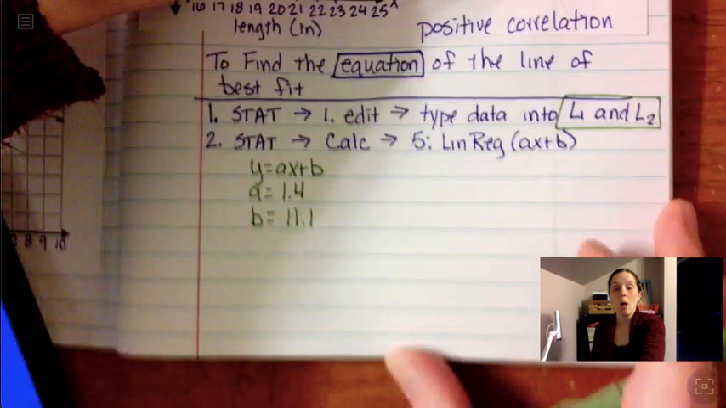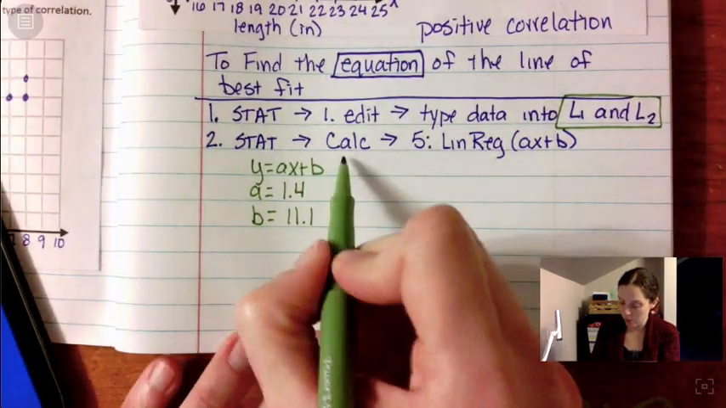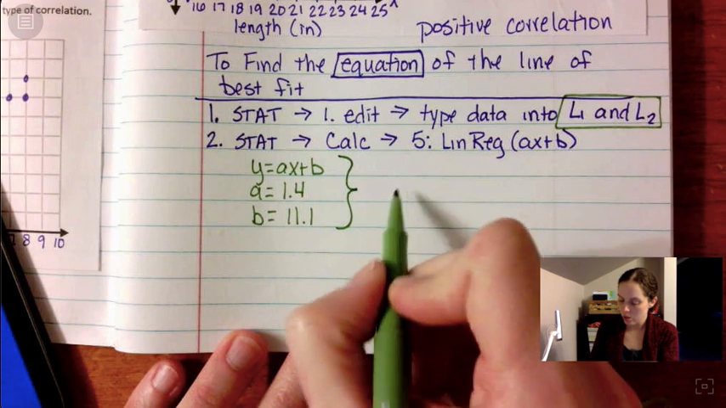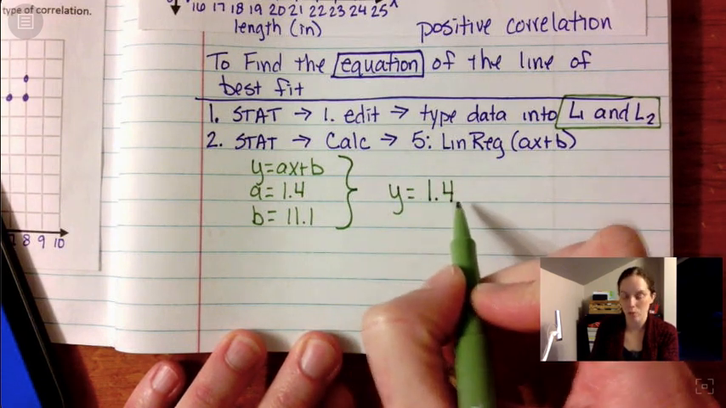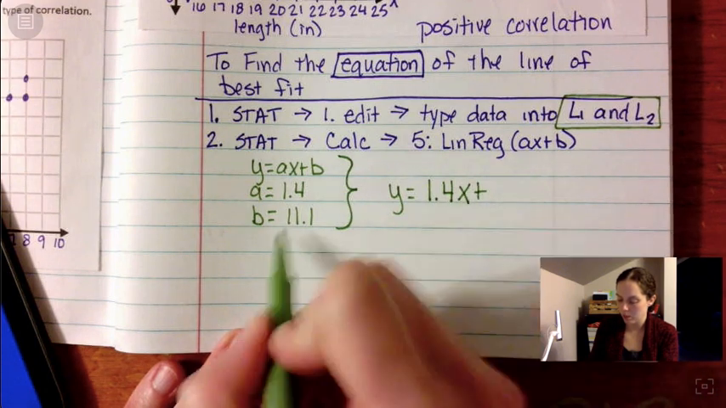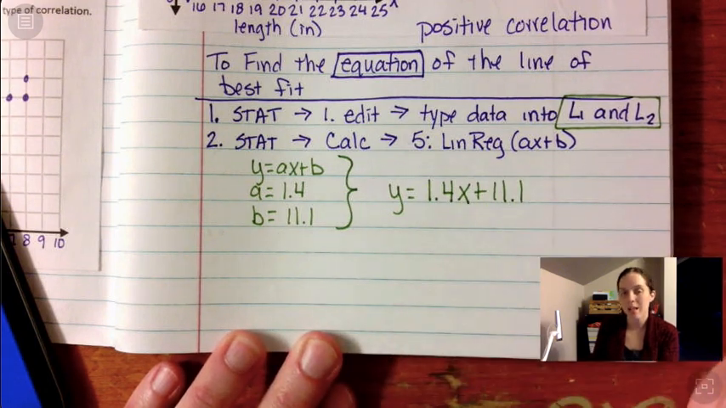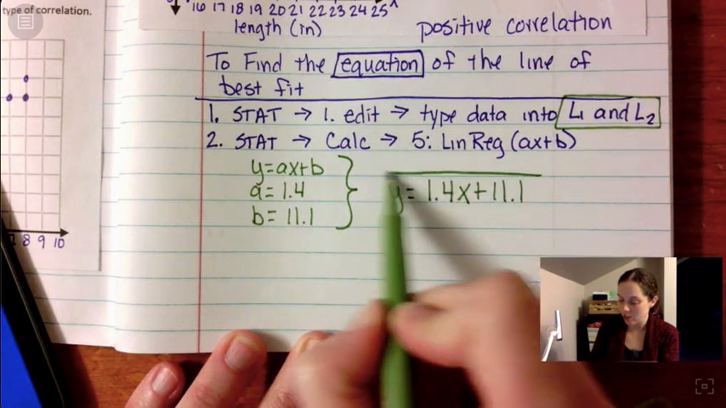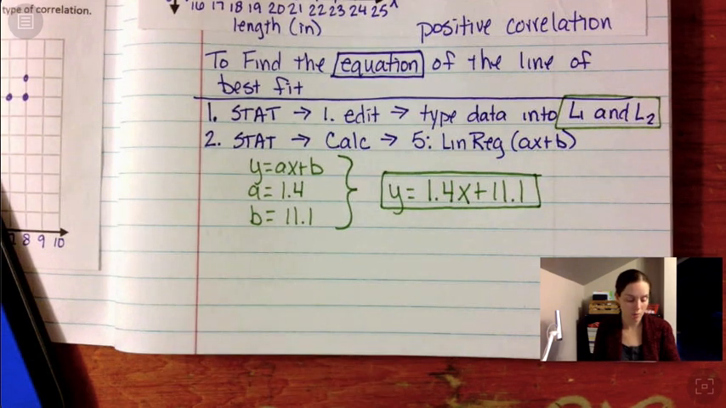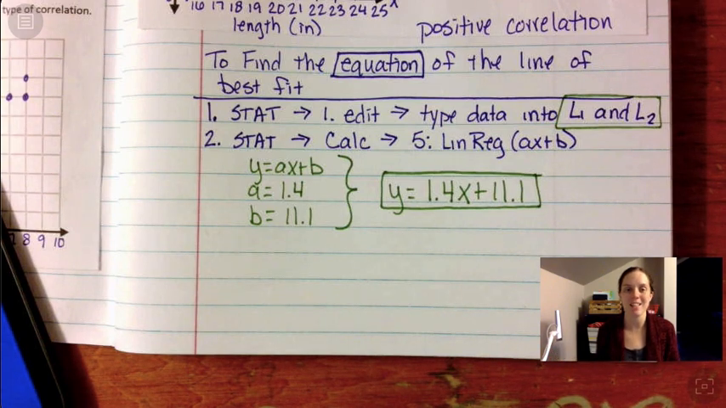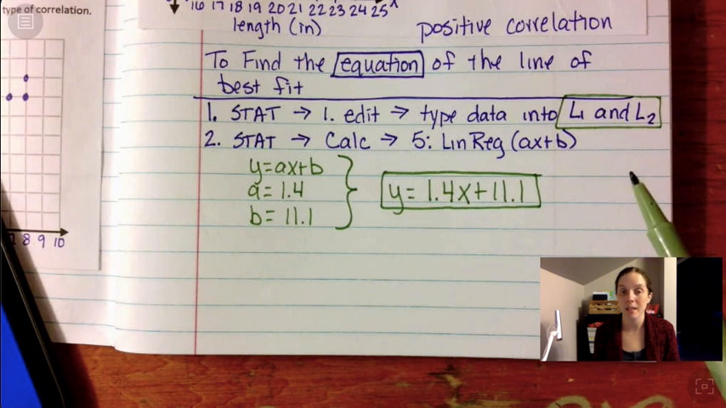Okay, what you're going to do with this is just put all of this together. So it's going to be y equals, I'm going to replace the a with the 1.4, the x plus, I'm going to replace the b with the 11.1. This is the equation of the line that would go through this. Okay? So that's all you need to do. So again, go through list 1 and list 2, and then pick number 5 when you calculate.